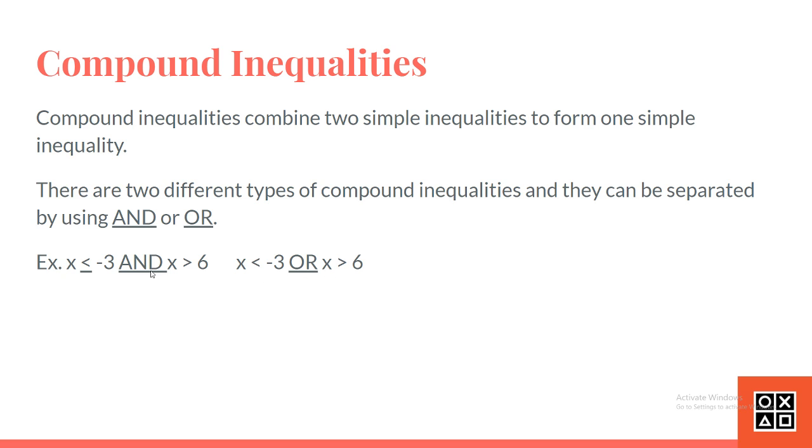The difference between "and" and "or" is a big difference. "And" represents the intersection, basically what the x's crossover values are. And in the second example, when "or" is used, it represents the union. And the union represents all x's in this range.